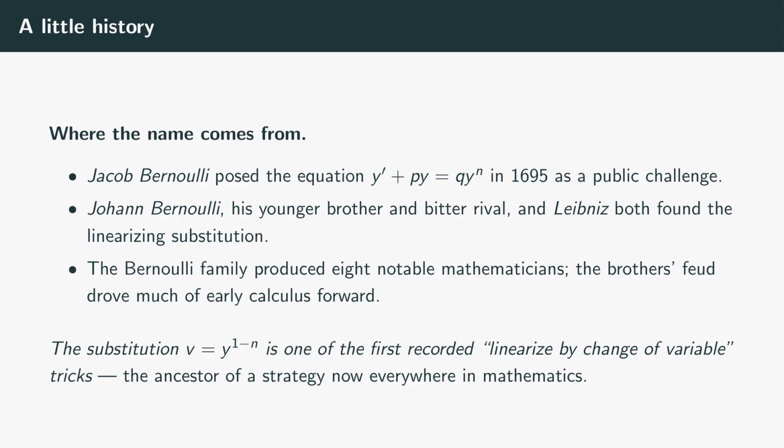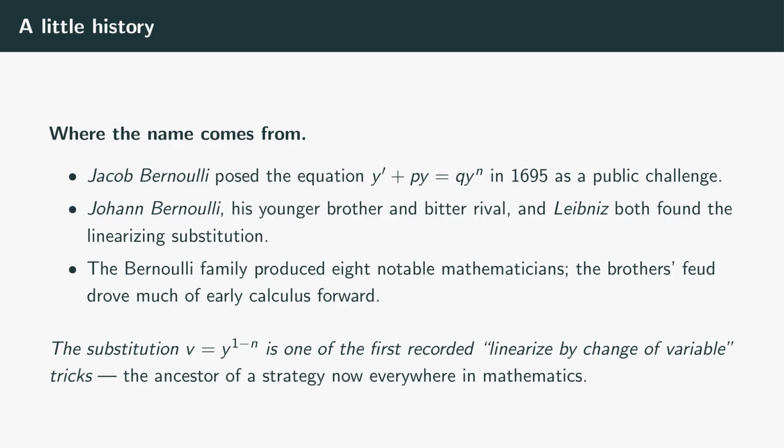A little history, and it is a colorful one. The Bernoulli equation is named for Jacob Bernoulli, who posed it in 1695 as a public challenge problem, daring his peers to solve it. His younger brother Johann Bernoulli, who was also his lifelong bitter rival, solved it, and so did Leibniz, both arriving at the linearizing substitution we use today.